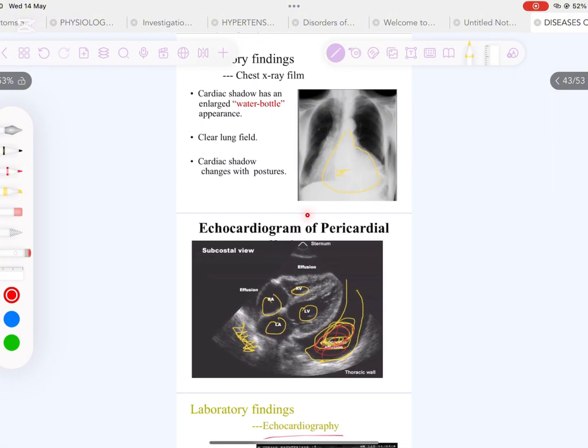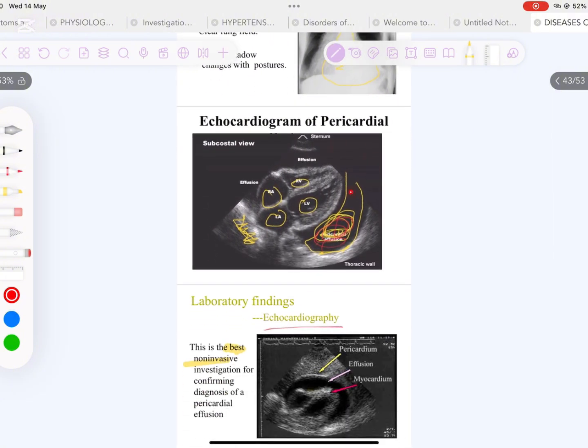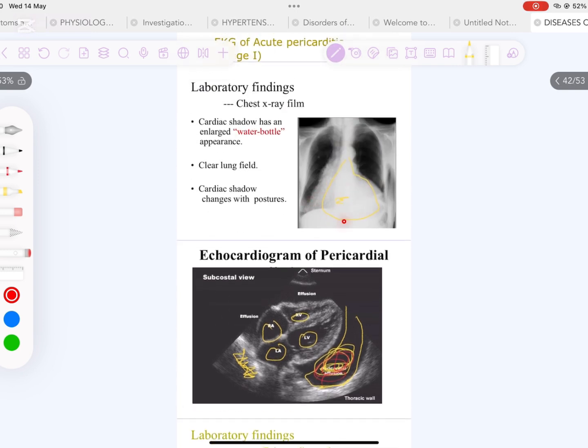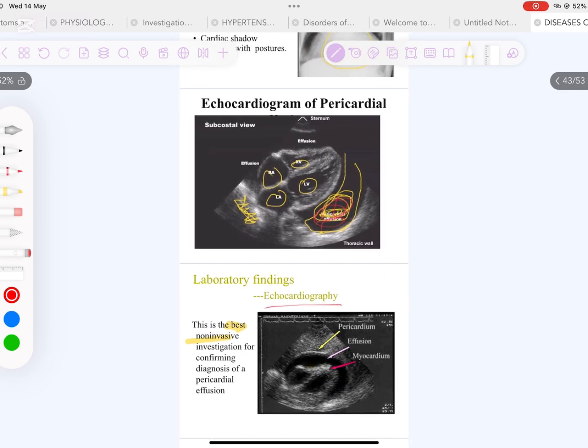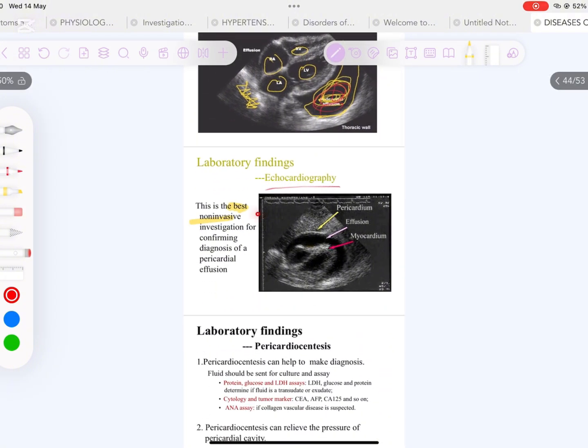Alright, so these are the laboratory findings on pericardial effusion, right? This is another one. We have seen this image before. Echo is the best non-invasive investigation for confirming the diagnosis of pericardial effusion. Echo is the best. You can see the myocardium, you can see the effusion, and you can see the pericardium. Inside there is the endocardium. So endocardium, myocardium, pericardium. See the effusion. The effusion is not supposed to be here.